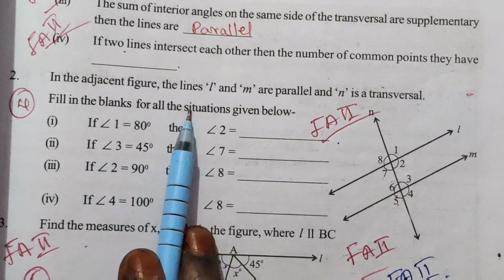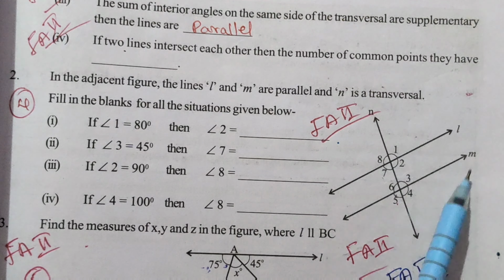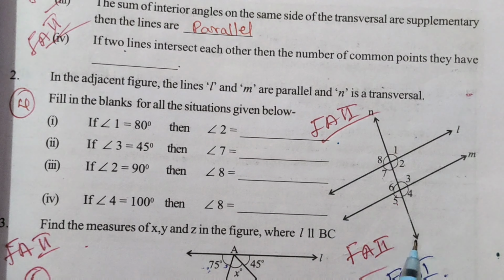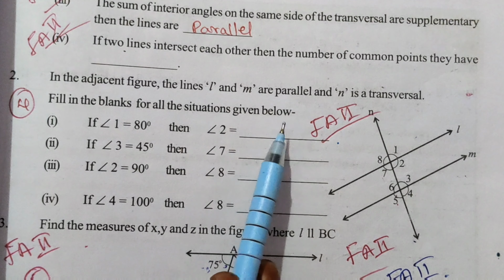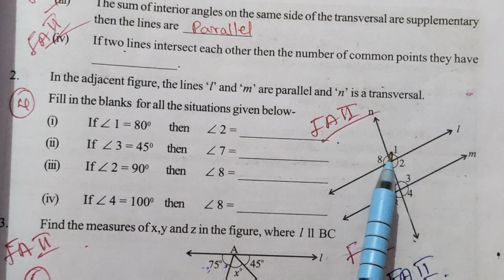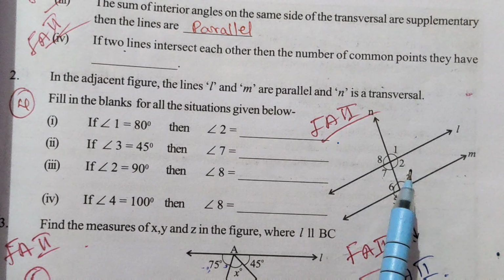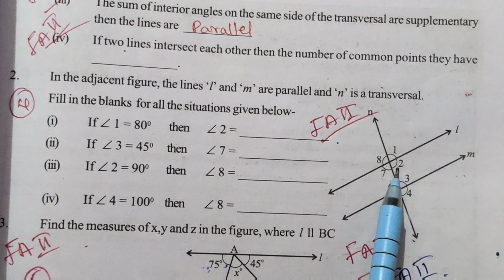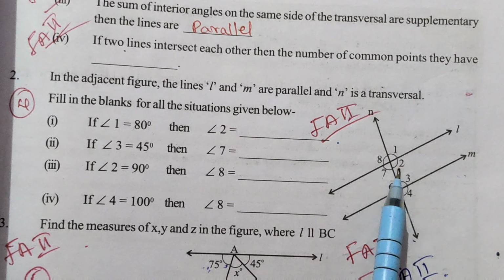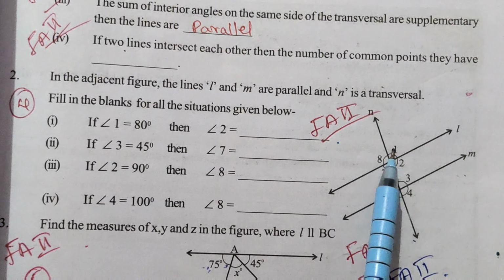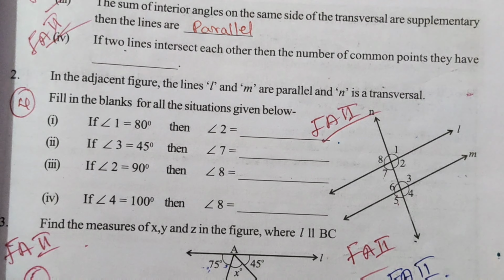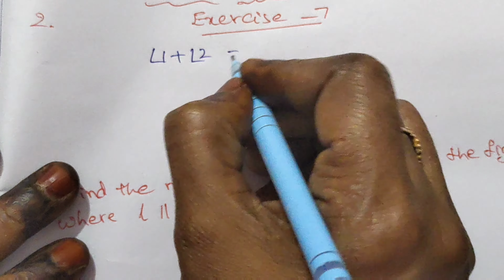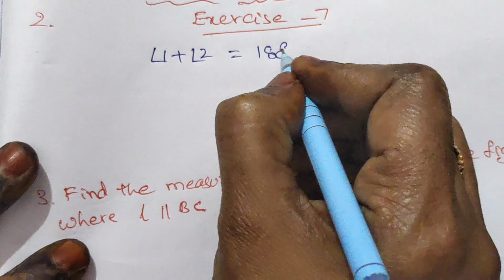Second question: in the adjacent figure, the lines L and M are parallel and N is a transversal line. Fill in the blanks for the situations given below. Angle 1 is given as 80 degrees, and they are asking for angle 2. Here angle 1 and angle 2 are a linear pair, meaning the sum of these two angles is 180. Angle 1 plus angle 2 is equal to 180 degrees.